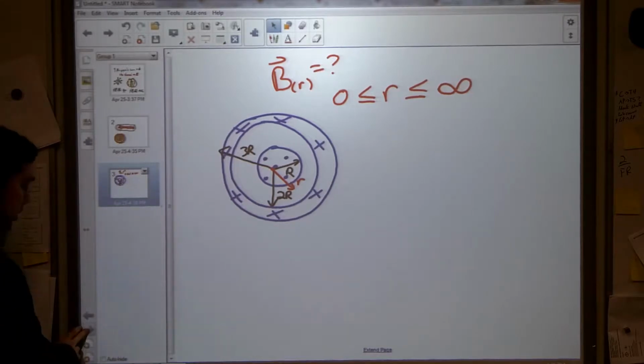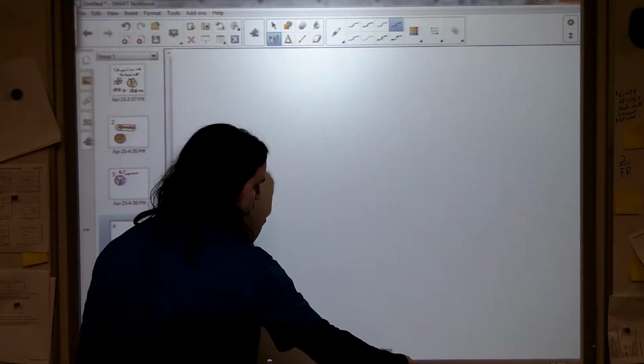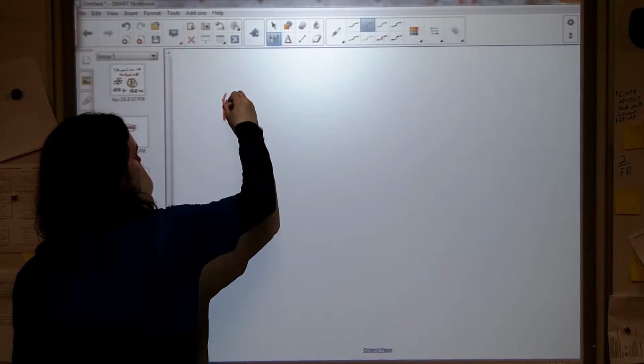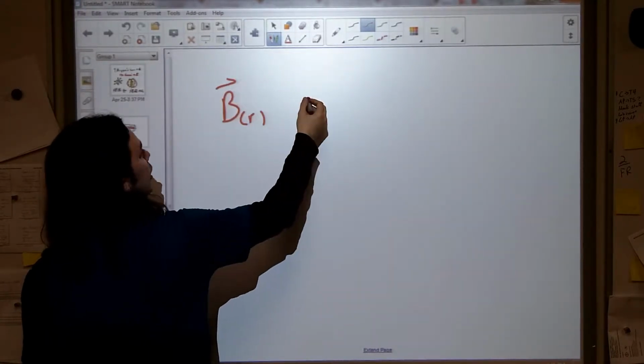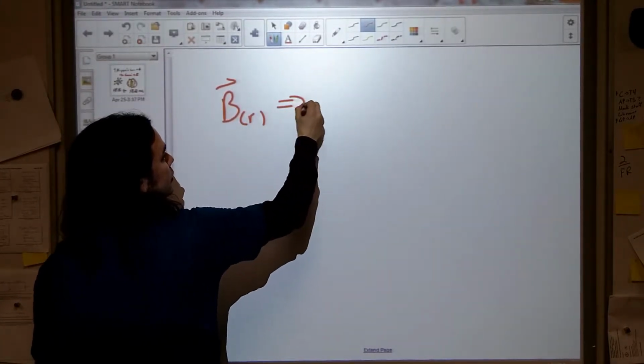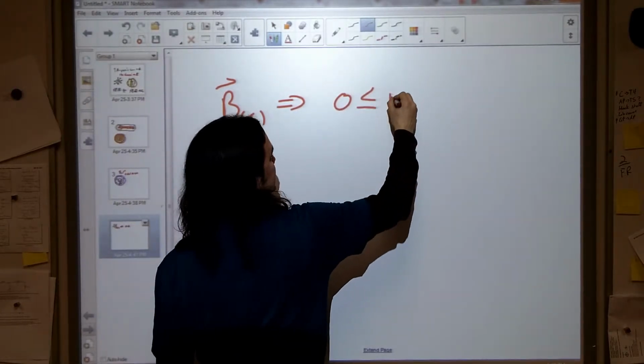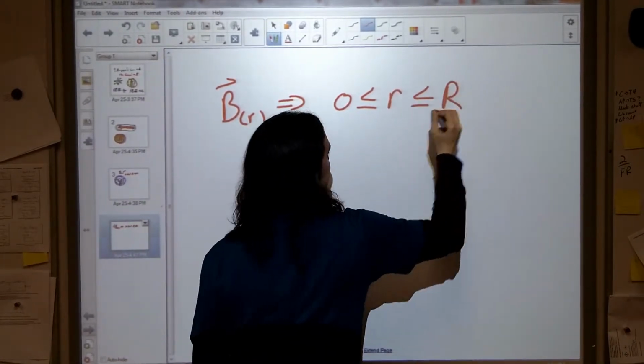All right, so here's what we're going to do. We're going to split this up into parts. We're going to find the magnetic field as a function of r for the region 0 is less than little r is less than big R.